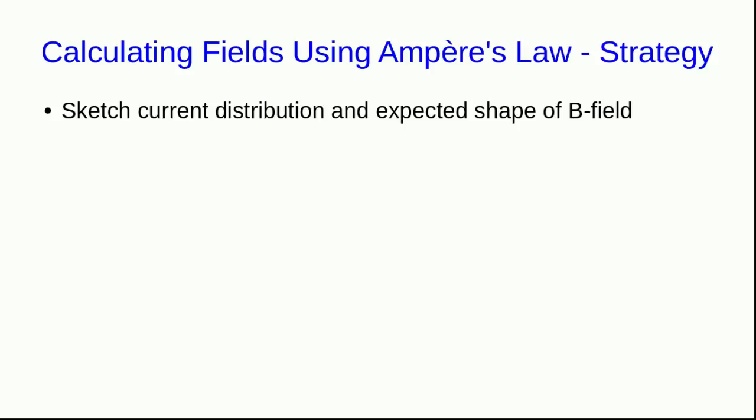So first I'm just going to lay out a general strategy. You should start by sketching the current distribution and the expected shape of the magnetic field. And now you need to choose the shape of an Amperian path. Just like it was crucial when we used Gauss's law to think about the shape of our Gaussian surface, we now have to think carefully about our Amperian path.